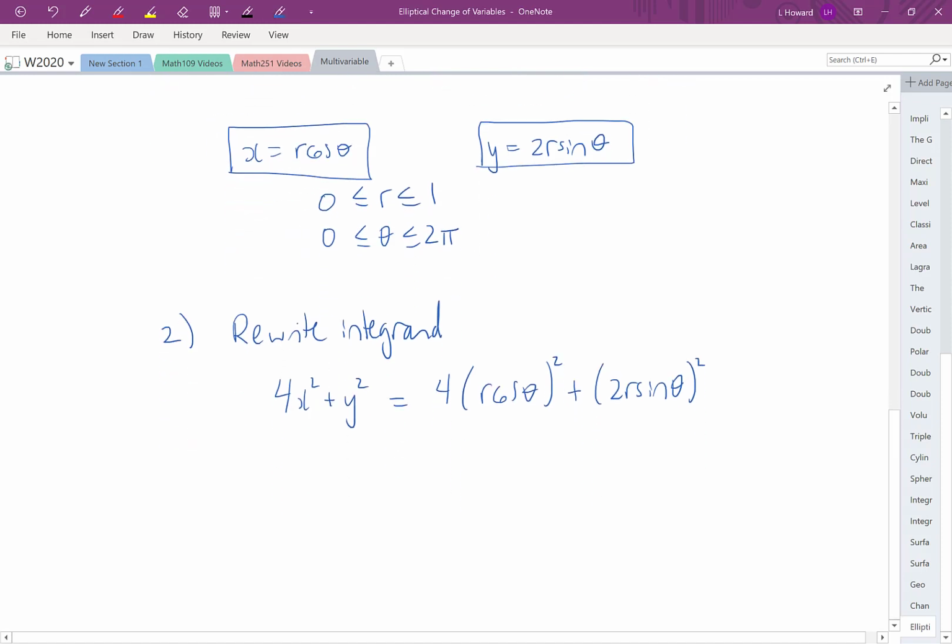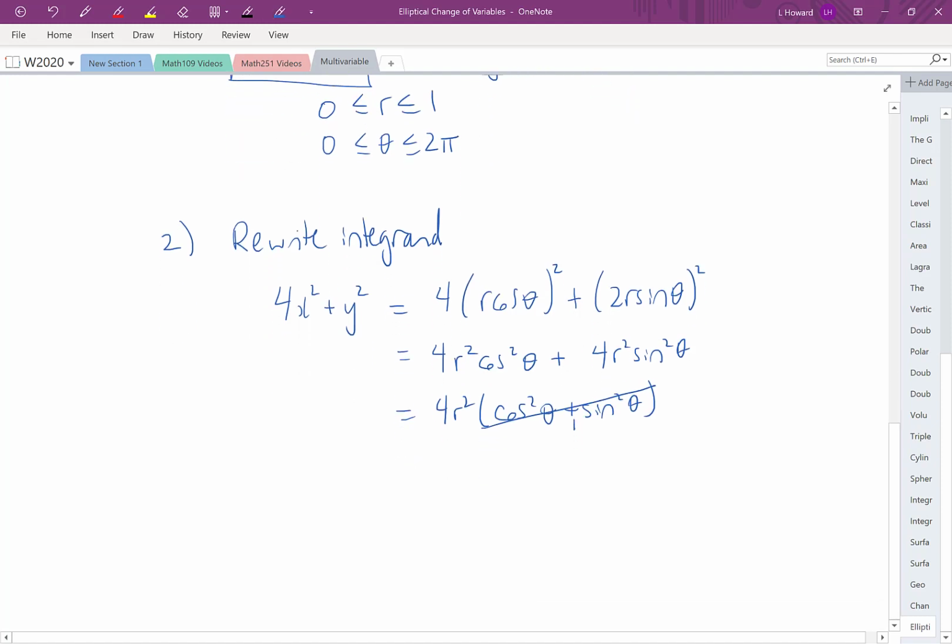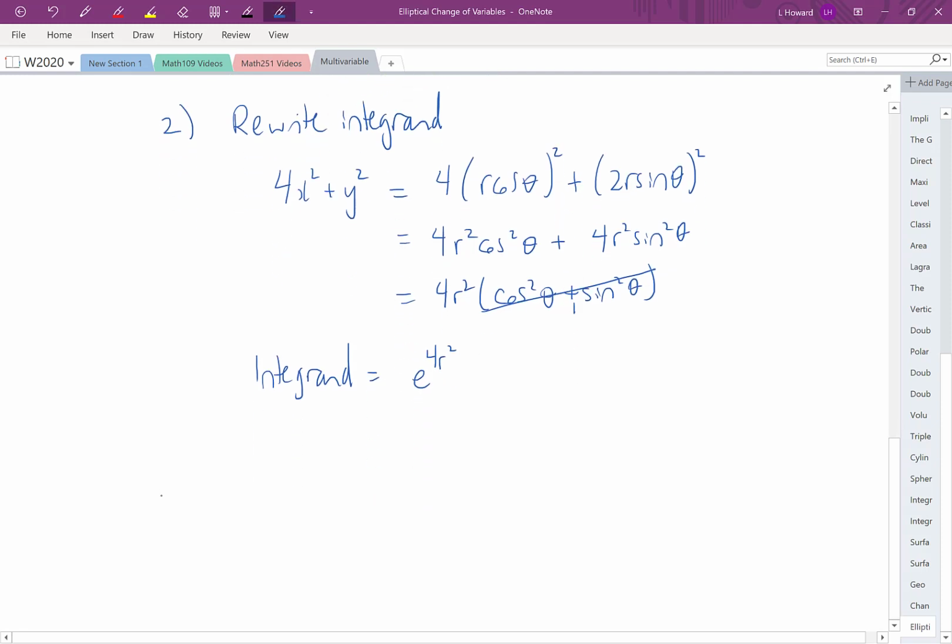So let's see if we can simplify that. That's going to be 4r squared cos squared theta plus 4r squared sine squared theta. And we can factor out the 4r squared to get cos squared theta plus sine squared theta. And that part there is just going to give us 1. So in other words, that 4x squared plus y squared becomes 4r squared. So we can say our integrand is e to the 4r squared. And that's now completely expressed in terms of our new variables, r and theta. Okay, so now that we've rewritten our region and our integrand, we're going to actually calculate our correction factor.